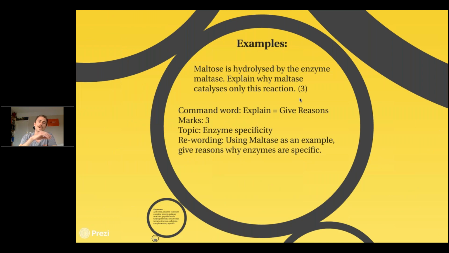Okay, so going back to this question, how do we analyze the question to make it easier to understand? Maltose is hydrolyzed by the enzyme maltase. Explain why maltase catalyzes only this reaction. Well, for me, straight away, get rid of explain, now give reasons. 3 marks, okay? So this is not about maltose particularly. This is about enzyme specificity. So my rewording of the question is using maltase as an example, give reasons why enzymes are specific.